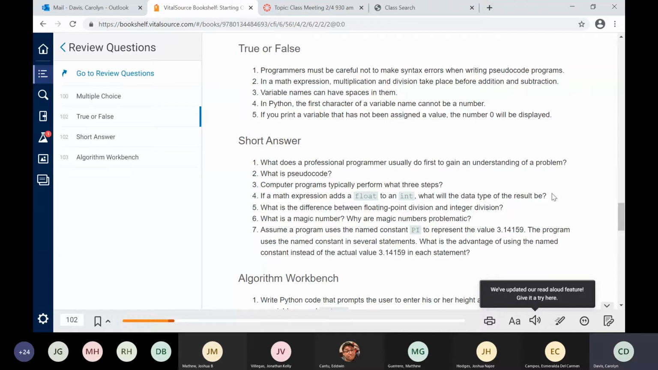Number 5, what's the difference between floating point division and integer division? Well, floating point division is one slash and you'll get some decimal places. Integer division is two slashes and it's a whole number. You never have a decimal place.